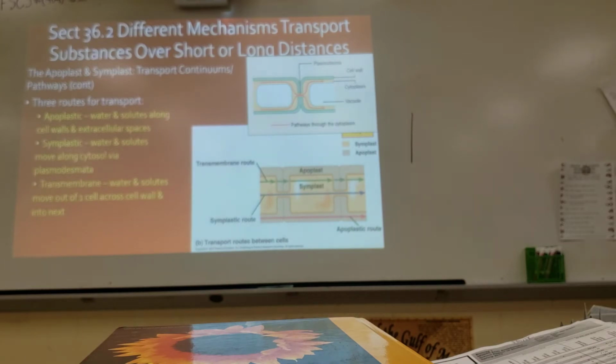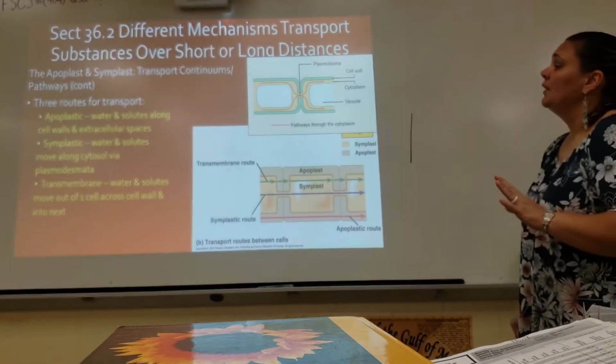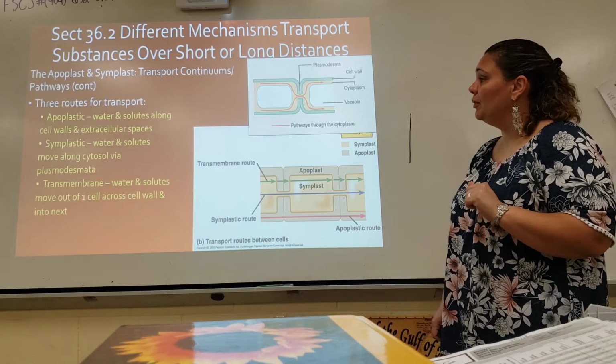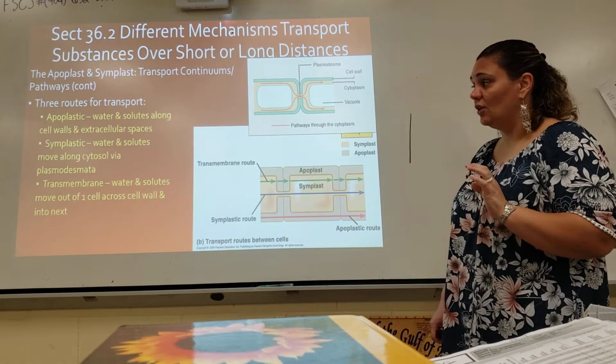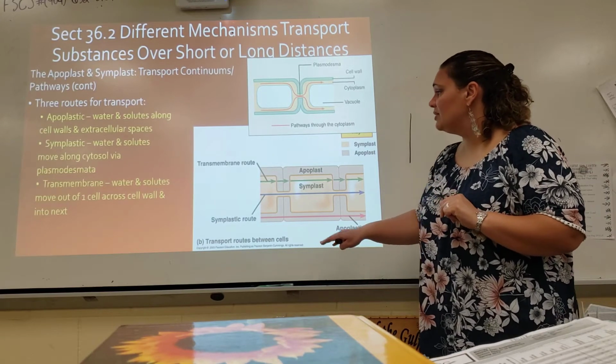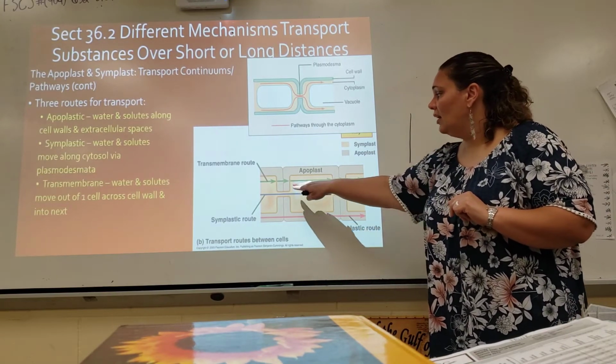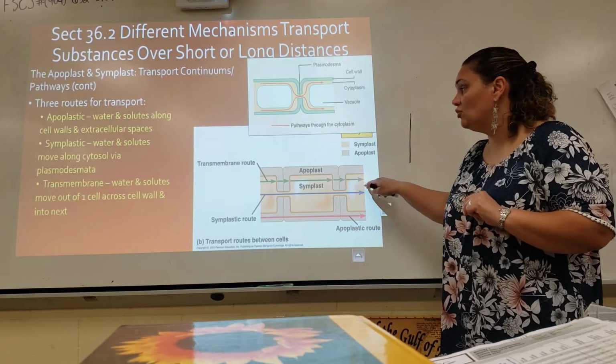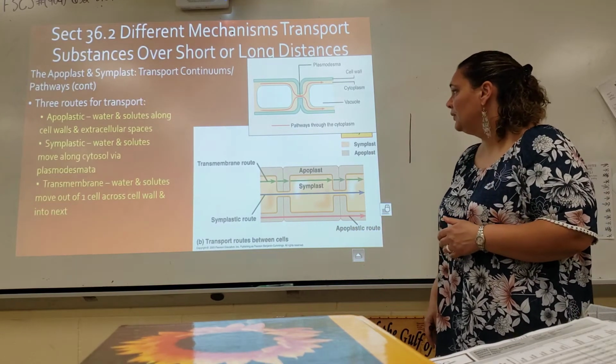All right, now of course, your apoplastic water solutes are going to be moving around. Symplastic water solutes are going to go to the cytosol, and then your transmembrane, they're going to go one cell, then to the cell wall, then to the cell again, then to the cell wall again. That's transmembrane, through the membranes, okay?